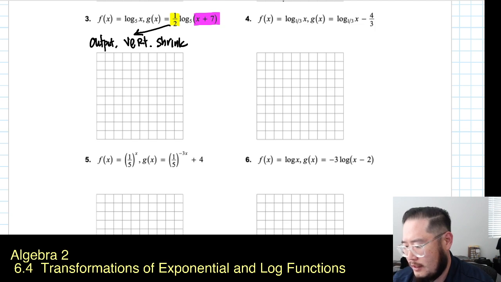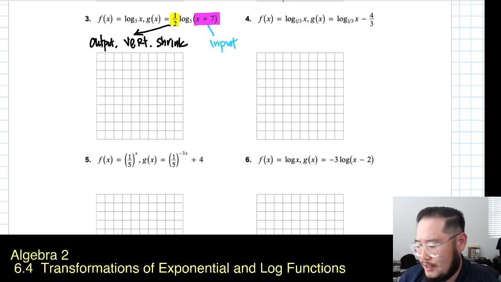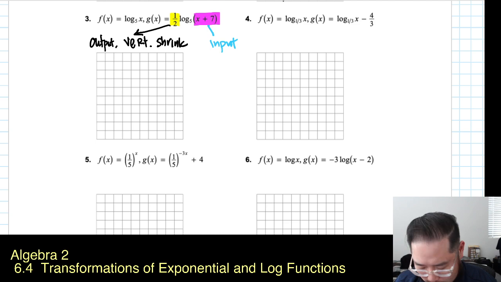And then it's going to be moving 7 units in a certain direction. You take x plus 7, set it equal to 0, and it's negative 7. So it's going to be going to the left. So the second thing we can go ahead and put is 7 units left.